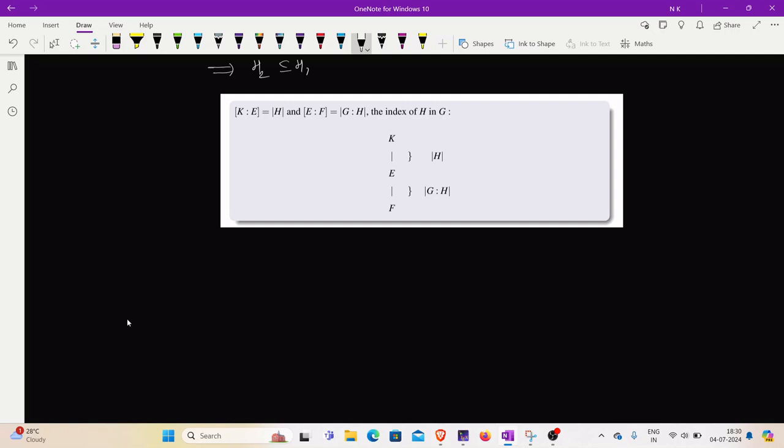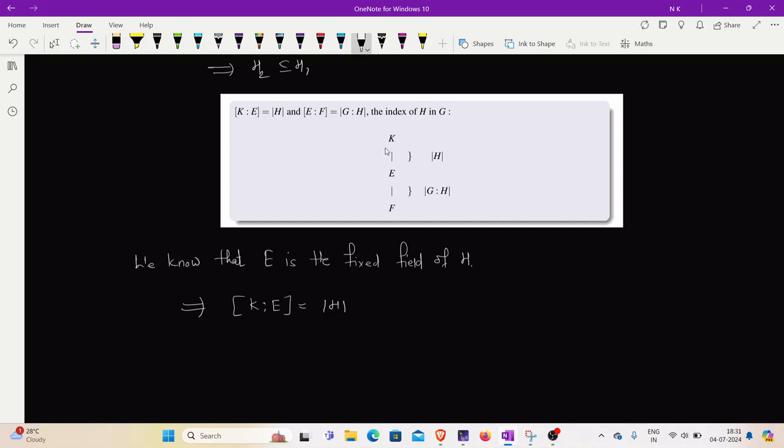Firstly, what we know is that E is the fixed field of H. We have seen one theorem in the earlier videos that if E is the fixed field of H, then the degree of extension of K over E is going to be exactly equal to the number of elements in H, right? So this implies the degree of extension of K over E is equal to the number of elements in H, right?